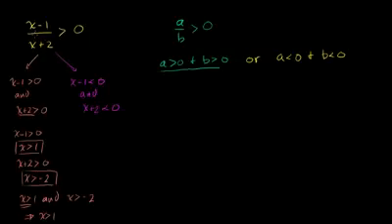Let's say x was 2. 2 minus 1 is 1 over 2 plus 2. It's 1/4. It's a positive number. Now let's do the situation where both of these are negative.